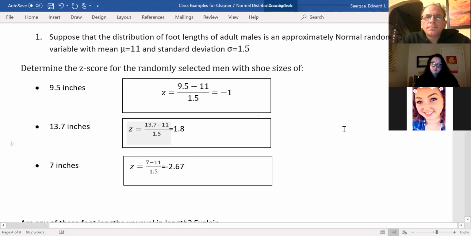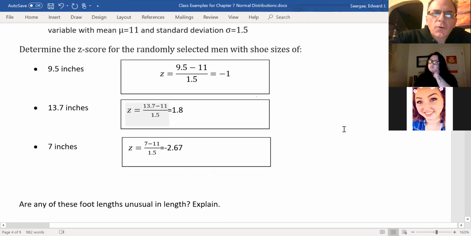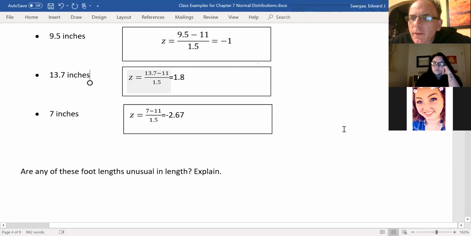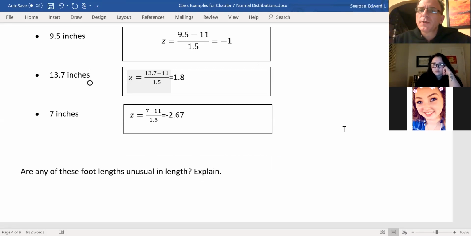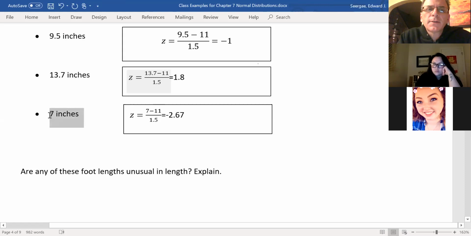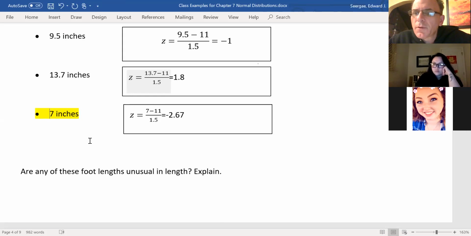Now, of these 3 z-scores, I also asked the question, are any of these foot lengths unusual in length? Which one of these 3 would be unusual? Well, remember, unusual in our case is going to be anything that's above or below 2 standard deviations from the mean. So the only one that would be an unusual foot length would be the 7 inch. And the reason why is because it's unusually small, because he's got small feet. He's more than 2 standard deviations below the mean, and that occurs less than 5% of the time, actually less than 2.5% of the time. So we would consider that unusual. So anything above or below 2 standard deviations, we usually consider to be unusual.